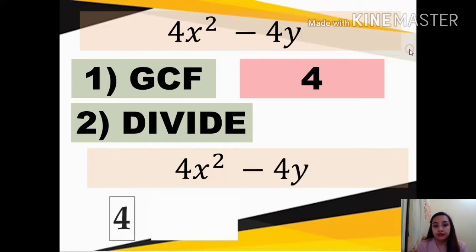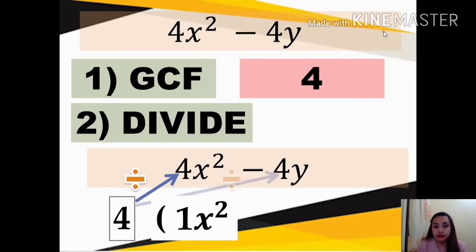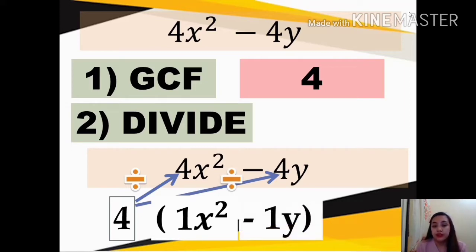How to do it? Sulat ulit ang GCF or rewrite the GCF. Divide 4 divided by 4. You will get 1. Of course, there is no x to be divided. Therefore, it should be brought down. X squared. Next, 4 divided by 4. You will get also 1. Y will be brought down because there's no y to divide. And then copy the operation, which is subtraction.